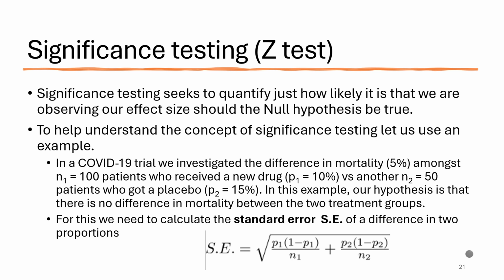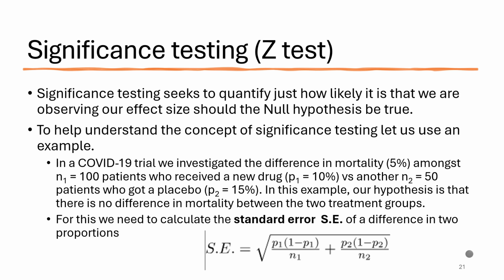Then versus another 50 patients, which is N2, who got a placebo. So amongst those who received the placebo, 15% of them died, right? So you know that difference in mortality that we were talking about at the start, which is 5%, is just the difference between the 15% and the 10%, right? That's all that is, right? So in this example, our hypothesis is that there's no difference in mortality between the two treatment groups.